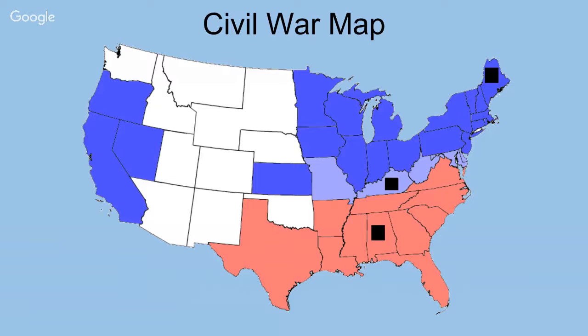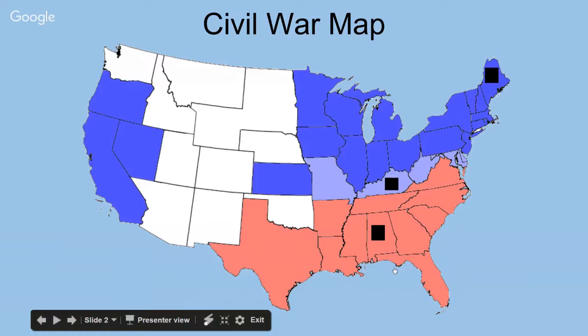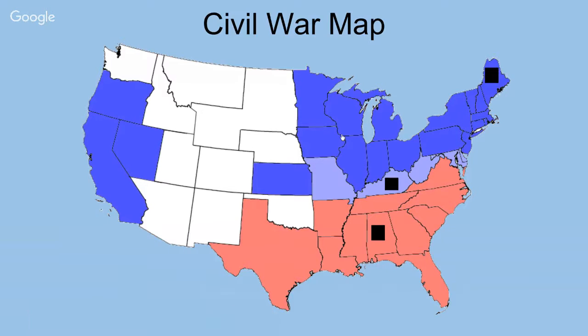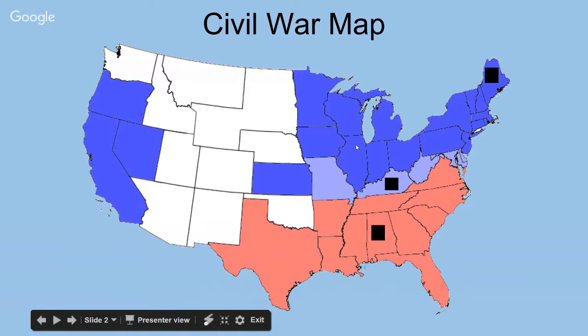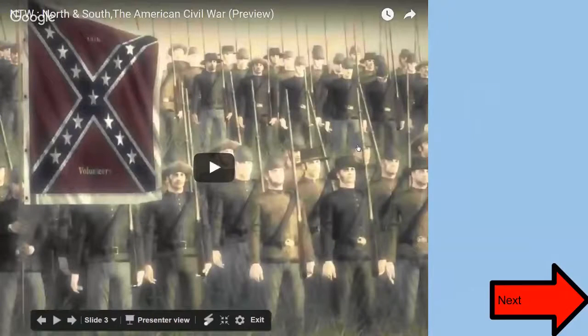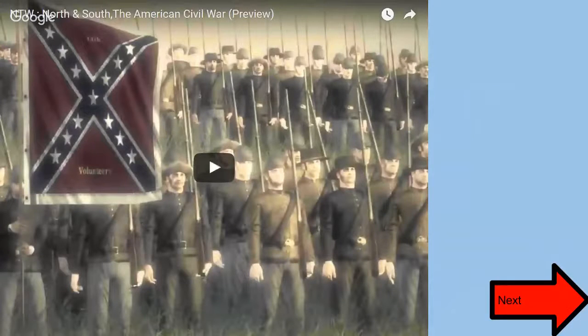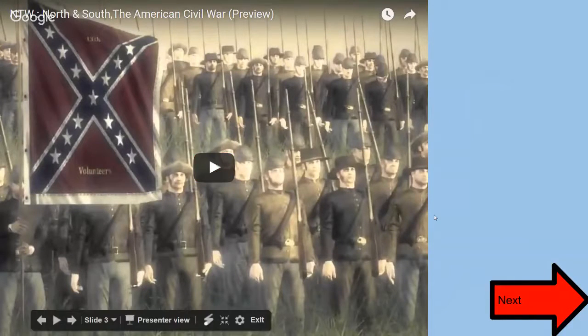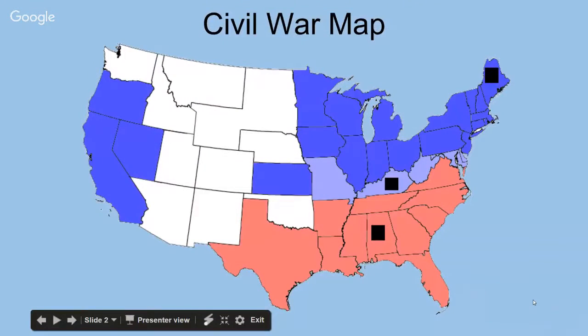I have my Civil War map up here. Now I want to talk about some of the information on it. So I went over the states. I've talked about what states are Union states or northern states. Now I want to show a video of northern states. So I'm going to click here on any of these states. It's going to take me to a video. I can push play, show the video to the class. Now I want to go back to my map. So I'm going to click next. I'm back to my map.